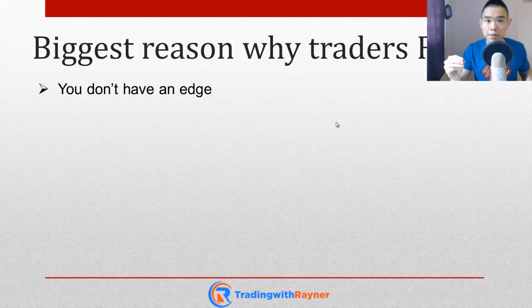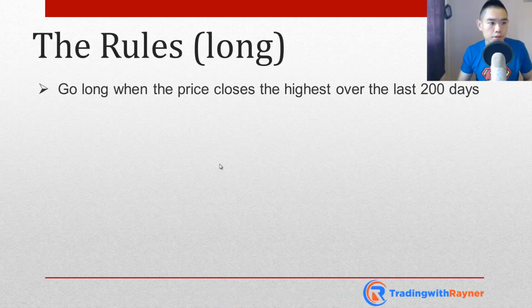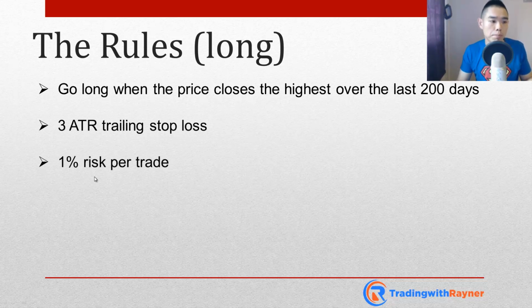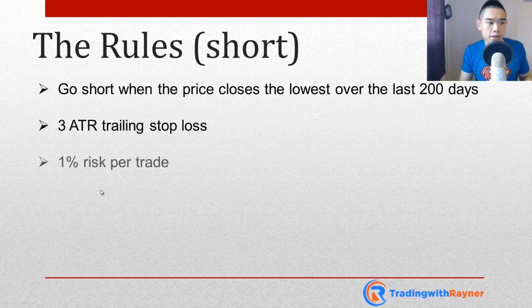So if you don't believe me, let me prove it to you. I'm going to backtest a trading strategy, and the strategy goes something like this. I'll go long when the price closes the highest over the last 200 days. So this is like a breakout trading strategy, a trend trading strategy. We'll use a 3 ATR as our trailing stop loss with a 1% risk per trade. So you can see that this is somewhat of a breakout trend trading strategy. We cut our losses, we ride our profits, we have proper risk management. And this is the short side, just the opposite of the long side.